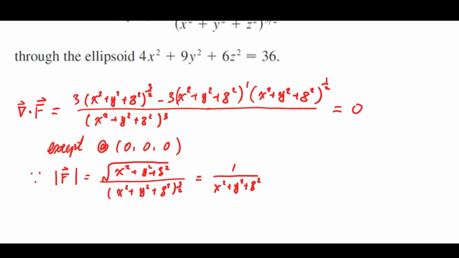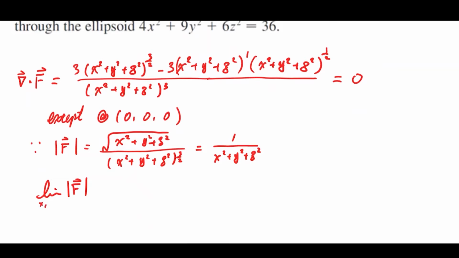Now, what happens if we take a limit of this magnitude of the vector as x, y, z approaches 0, 0, 0? Then do you see this thing becomes infinity? Good. What does it mean?